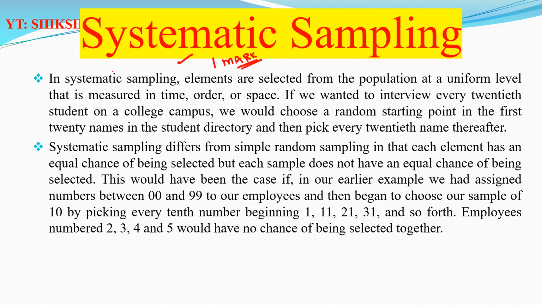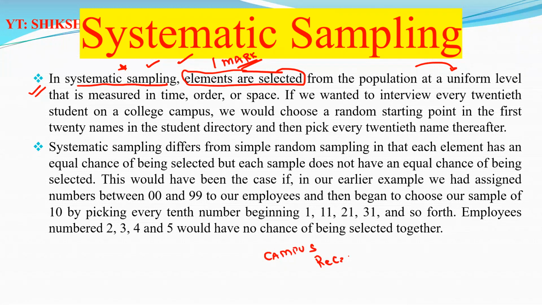From the word itself, it means sampling with some specific system or in a specific order. In systematic sampling, elements are selected from the population at a uniform interval, measured in time, order, or space. For example, consider a company visiting a campus for campus recruitment.